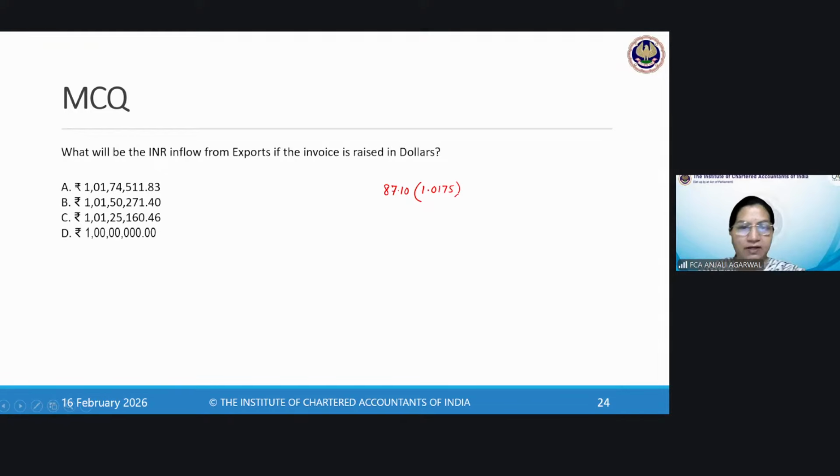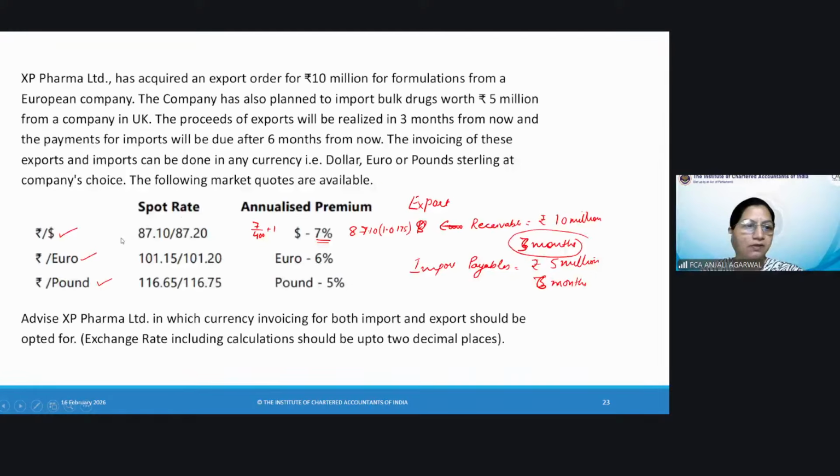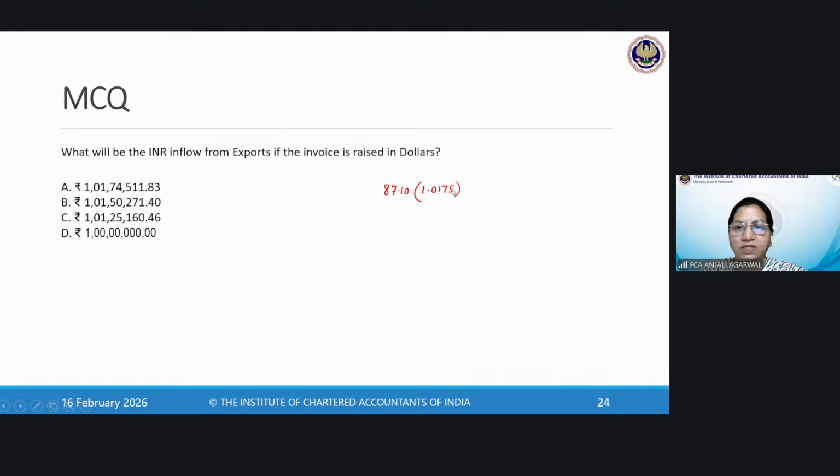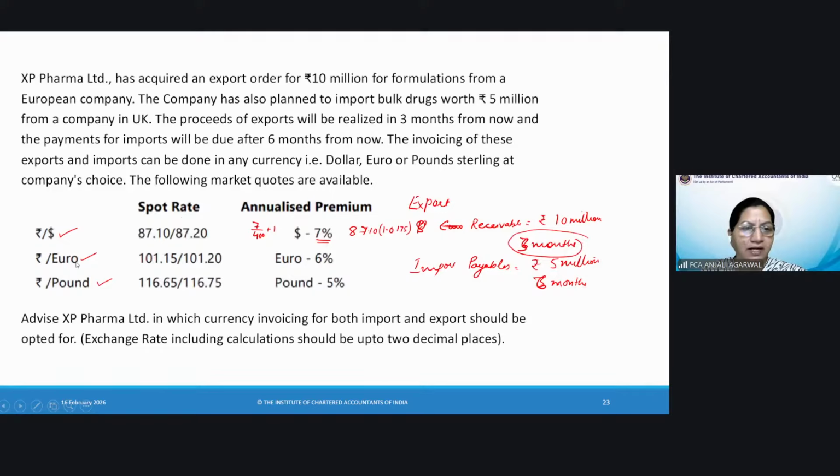So at that rate, if you are going to convert your dollar raised invoice, that will give you these many rupees. Similarly, if you had it in euros, 10 million divided by 101.15 is what you would have got today. But the future price would be 101.15 into 1.015.